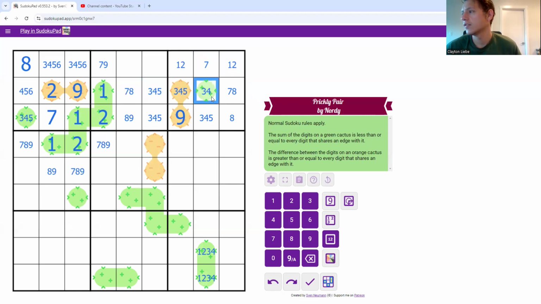Okay, and then this digit, of course, is less than the digit it shares an edge with. So 6 would never be here, here, here, or here. Or sorry, no, it could be. But these could never be 3, because the smallest digit this could be is 3. So that takes a 3 out of those.